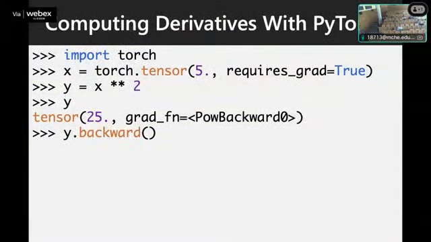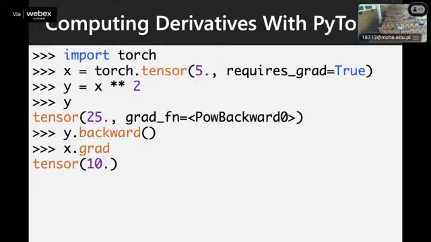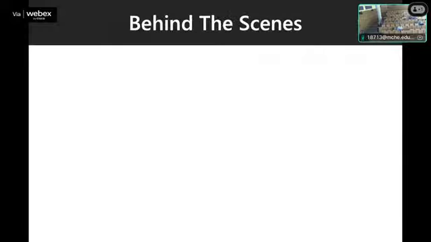values it depends on. Thank you. And now our tensor x has a property grad, which contains this derivative of y with respect to x. Okay, makes sense. So why is it 10? Because algebraically the derivative of x squared is 2x. 2 times 5, 10. Okay.